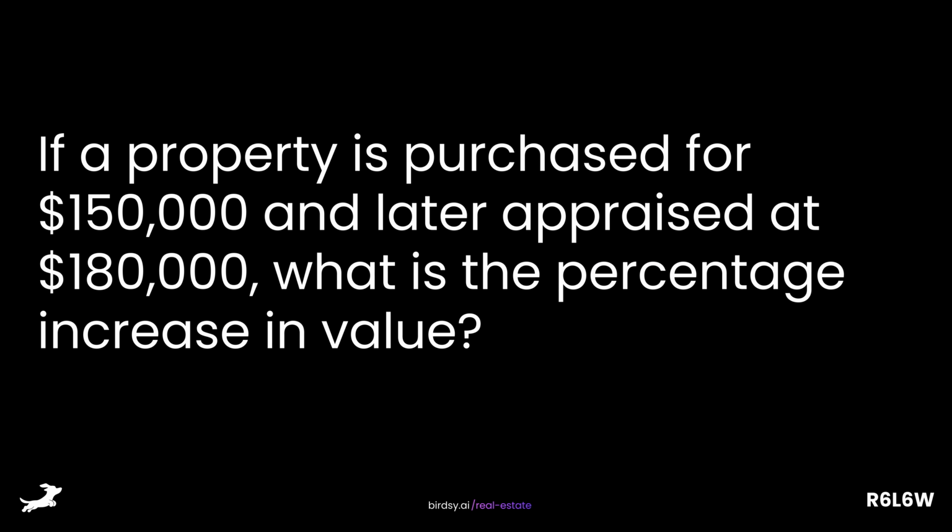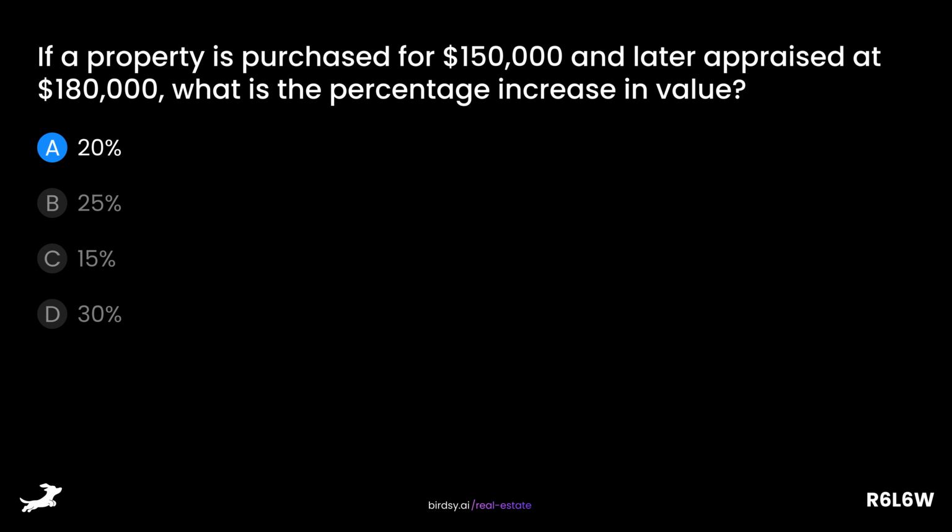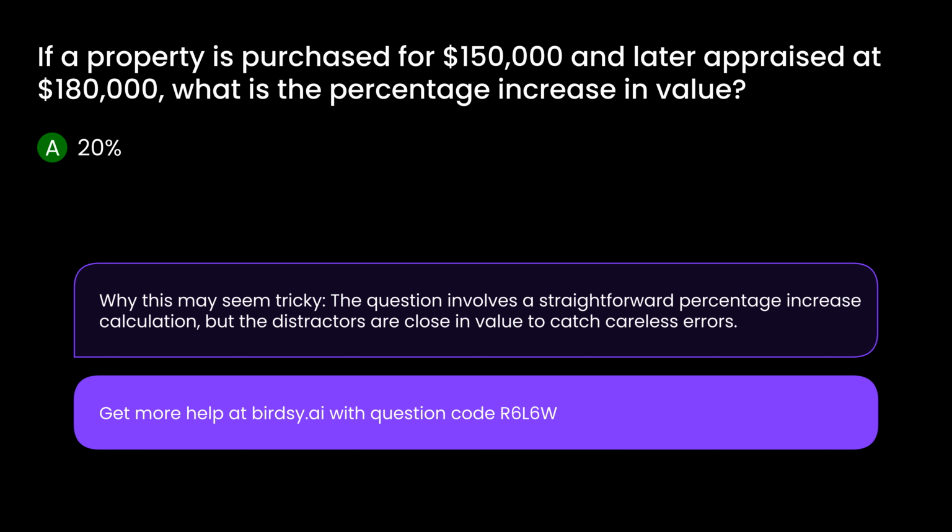If a property is purchased for $150,000 and later appraised at $180,000, what is the percentage increase in value? Is it A, 20%, B, 25%, C, 15%, or D, 30%? The answer is A, 20%. Why this may seem tricky. The question involves a straightforward percentage increase calculation, but the distractors are close in value to catch careless errors.